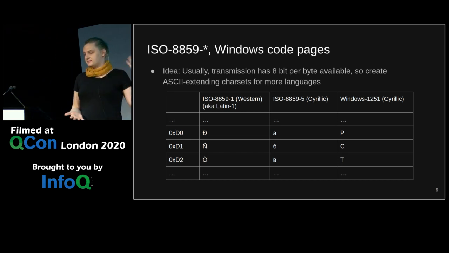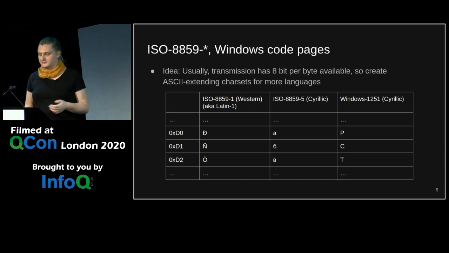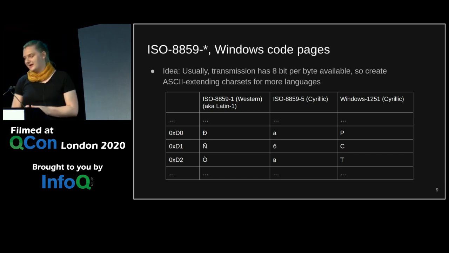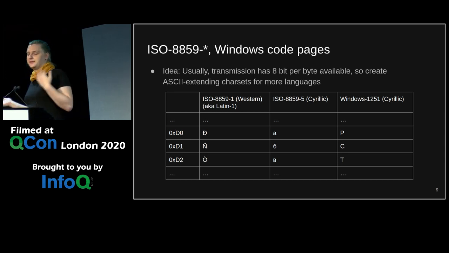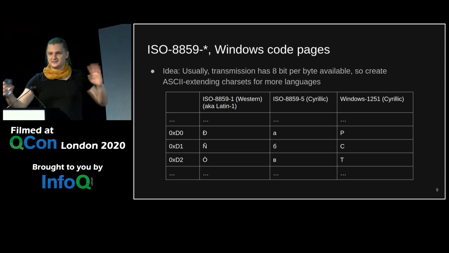Yeah, so that is for Western languages. Like you can write Spanish, French with it, languages like that, German too. And then there's other encodings for other languages. Like there's a Cyrillic variant in that standard. There's a Cyrillic Windows code page. And these are not necessarily compatible.